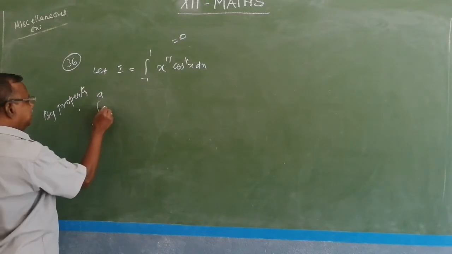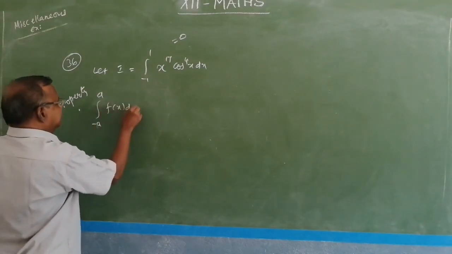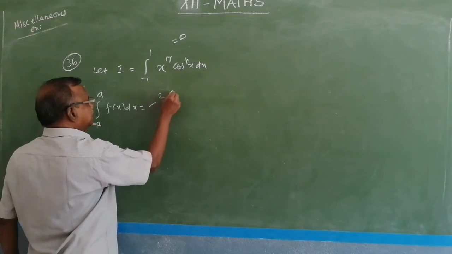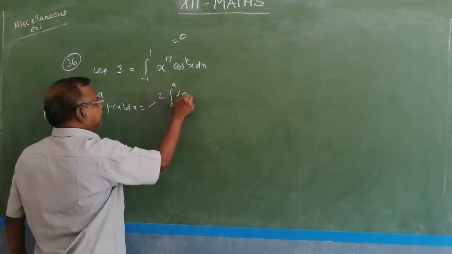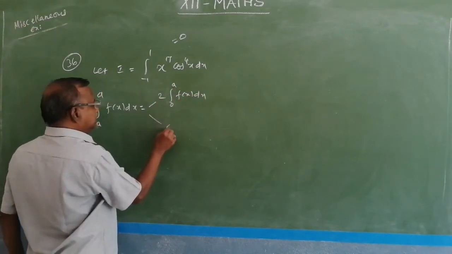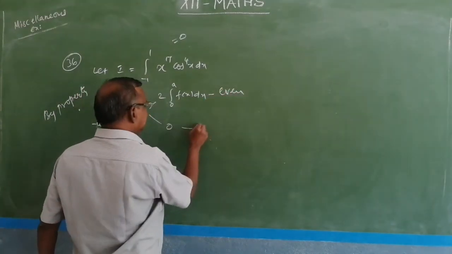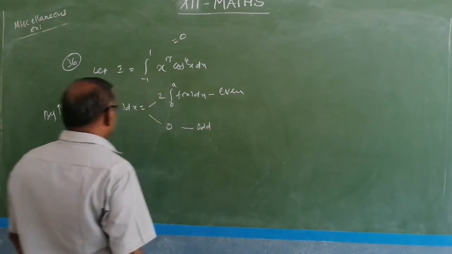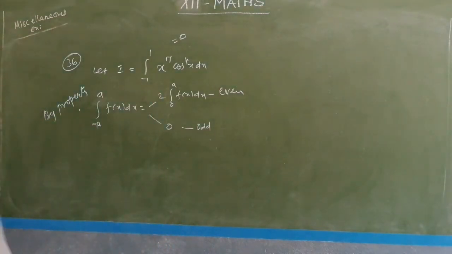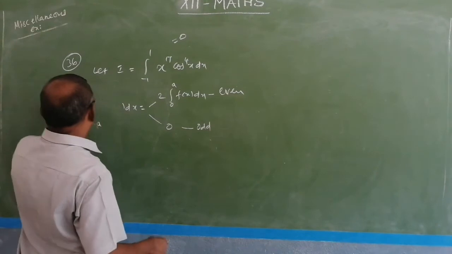integral from minus a to a of f of x into dx equal to 2 into integral 0 to a of f of x into dx for an even function, and equal to 0 for an odd function. Let us see whether the given function is odd or even.